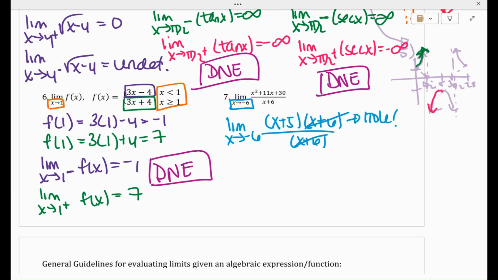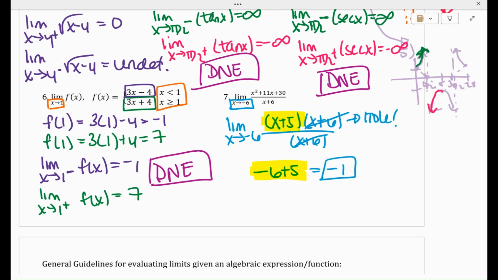We like those. So to find out the y coordinate of the hole is what we did back when we were taking our mini test. We just plug in -6 into what's left of the function. So what's left of the function is right here. So we're just plugging in the x value at -6, and we're going to evaluate, and we get -1. So the limit is -1.